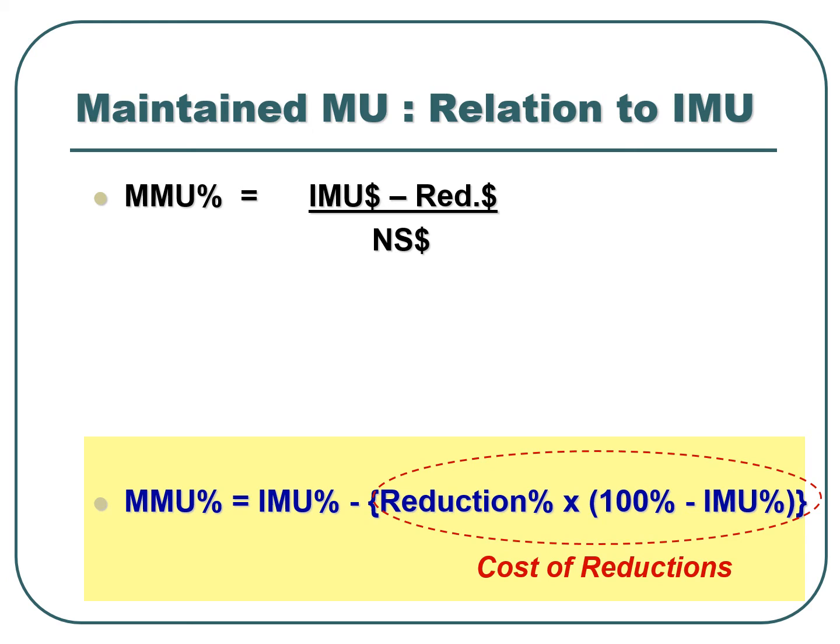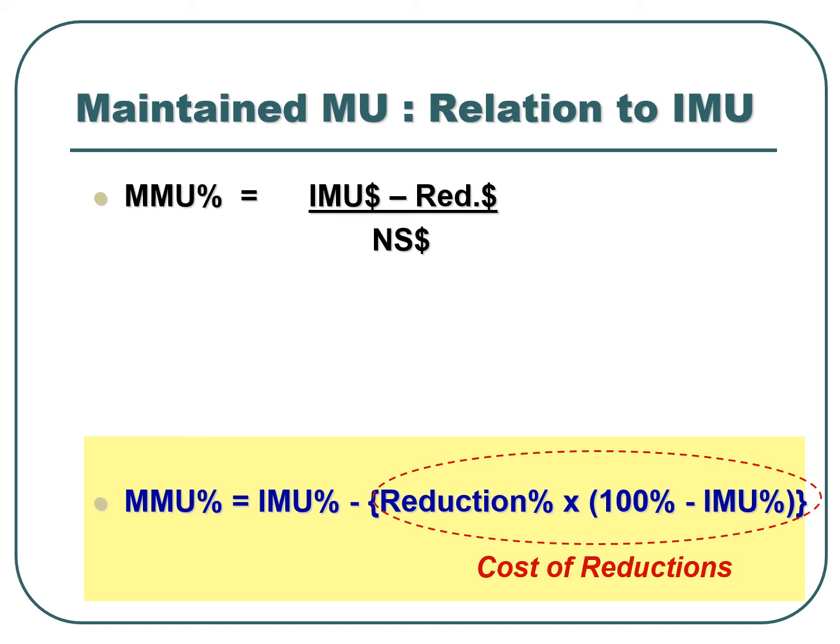So that's why we call the bracketed portion of this formula, the reductions percent times (100% minus IMU percent), the cost of reductions. Whenever we have a non-zero reduction, which means a reduction in the retail price, markdown or discounts, or a shortage, the MMU percent will always be smaller than the IMU percent. And how much smaller than the IMU percent? As much as the bracketed portion. So when you apply this formula, you always have to do the calculation step by step.